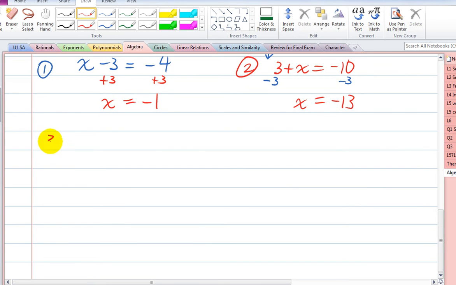Number 3. Okay. 3x equals negative 6. Hard to make this one hard. Okay, so 3 times x. How do we get rid of the times? Divide by 3. And so we get x equals negative 2.